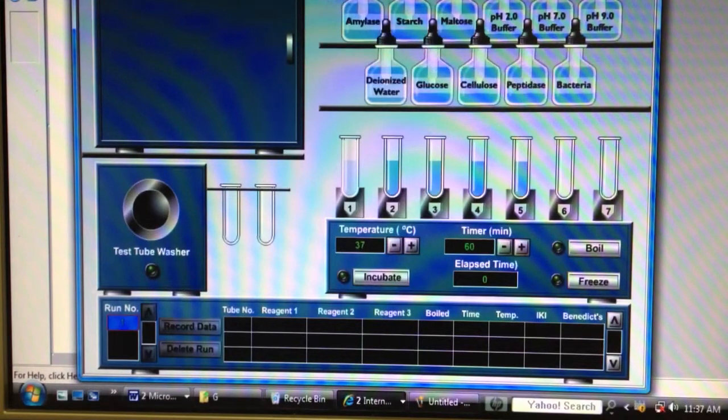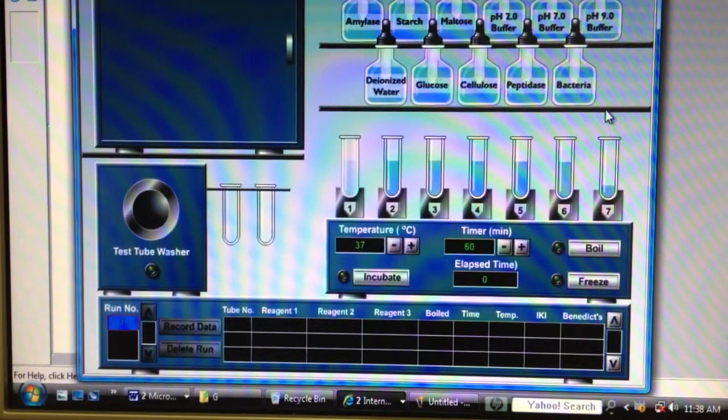Number 6 is going to be pepsidase, starch, and a pH of 7. For this one, we have the wrong enzyme. We have an enzyme, but enzymes are substrate specific. They actually require their specific substrate. Just because you have an enzyme doesn't mean it's the right one.